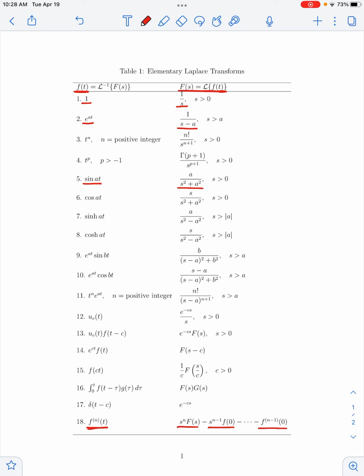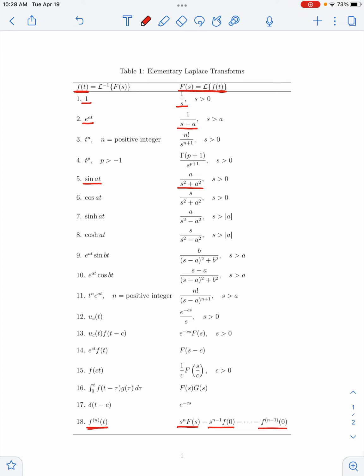And then through some of your homework problems, you are going to derive some of these other properties in the table, and we will see some of these other properties as we continue to work through chapter 6. But this table will be extremely useful throughout chapter 6 when we are working with Laplace transforms.